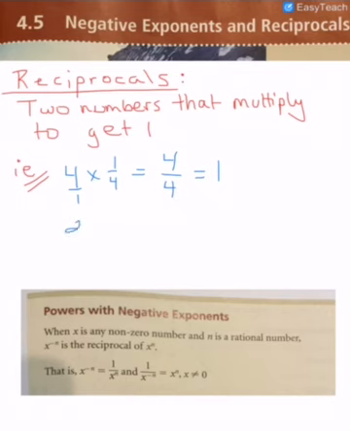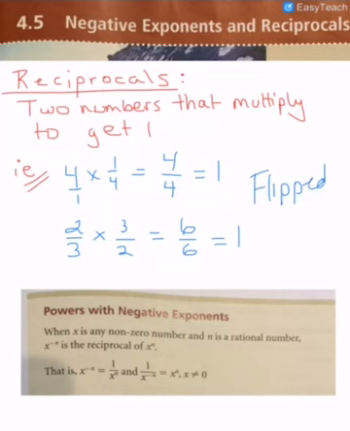Another example would be 2/3 and 3/2. These are reciprocals because if you multiply them together, 2 times 3 is 6, and 3 times 2 is 6, which gives us 1. So you should notice that a number and its reciprocal are flipped fractions from one another. If I would ask you, what's the reciprocal of 1/5? You should say 5/1. Again, the fraction is just flipped.